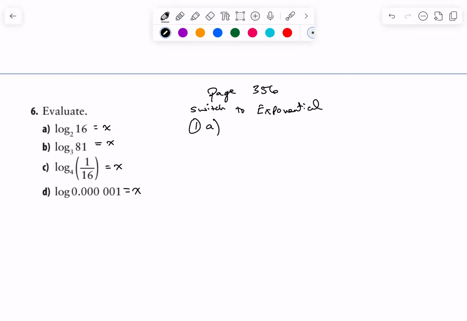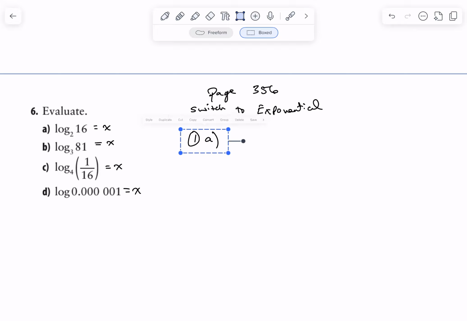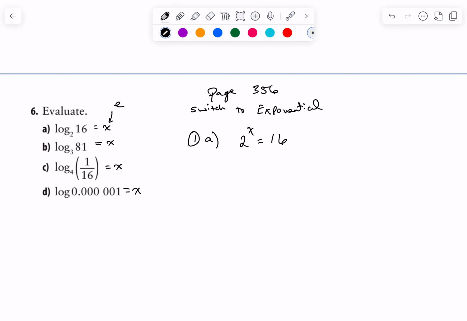For A, to switch this into exponential, you can see that the base of the logarithm is 2, so the base doesn't change. The base of the exponential is also going to be 2. So we're going to get 2 to what exponent? 2 to the x is going to equal 16. This is the question you're asking yourself: what exponent would give me 16 with a base of 2?